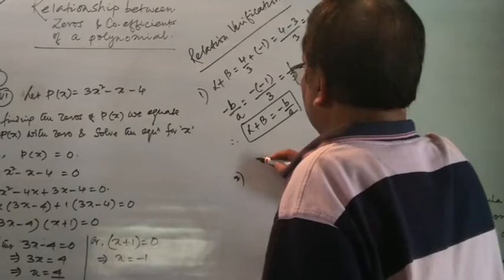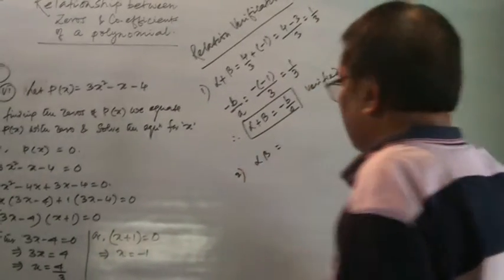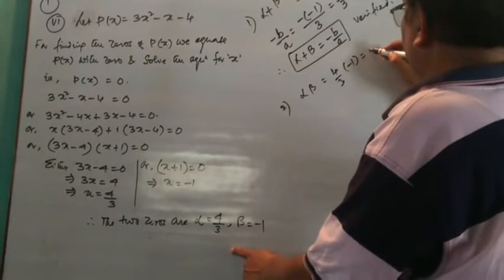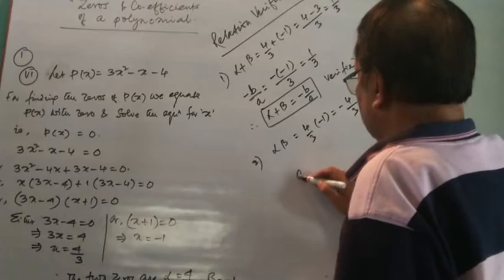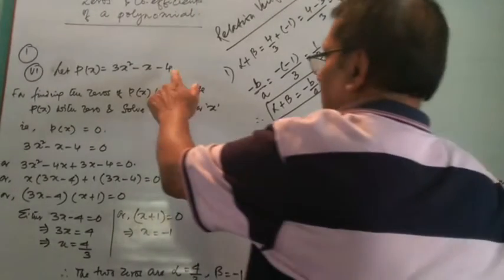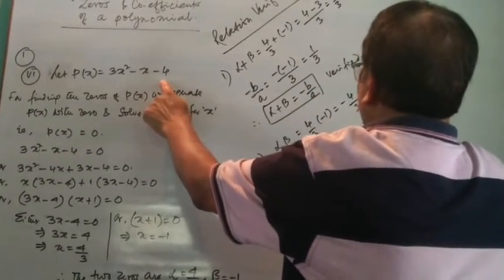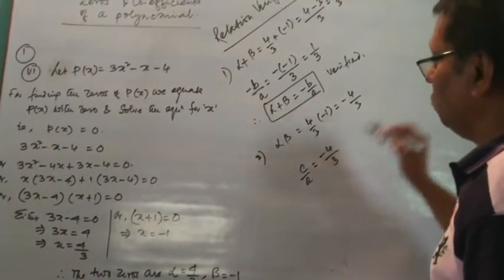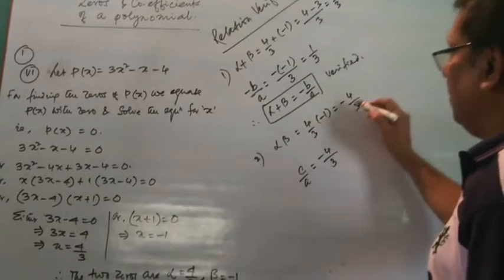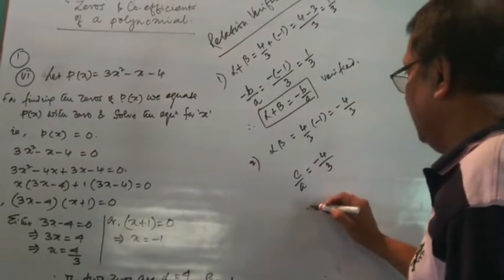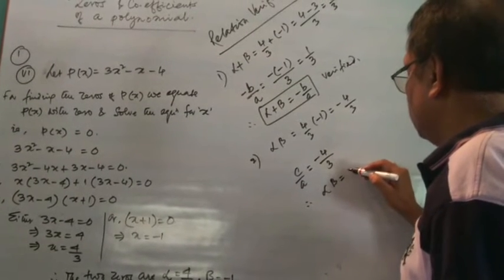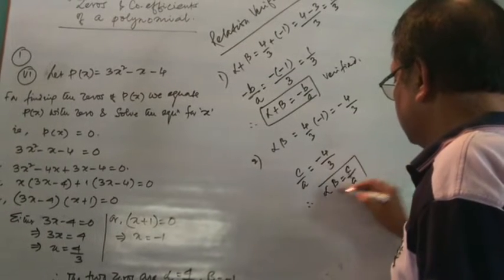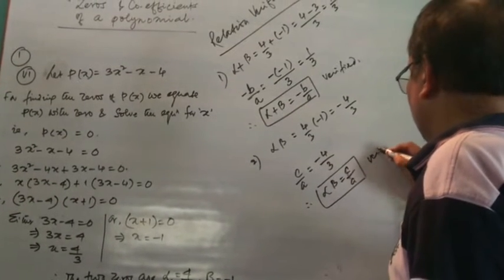The second relation, product of the zeros, alpha into beta, 4/3 into −1, that is −4/3. Now calculate c/a. Our c is what? −4. What is our a? 3. So c/a is equal to −4/3. Alpha beta is also −4/3. Therefore alpha beta equals c/a, and that is the second relation, that is also verified.